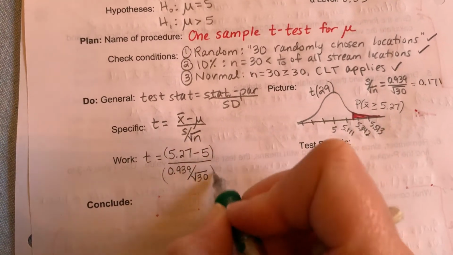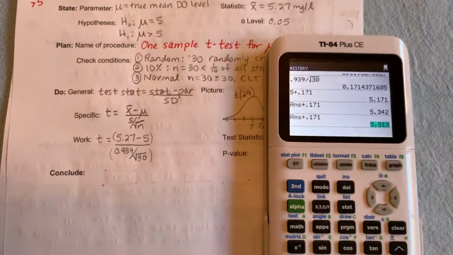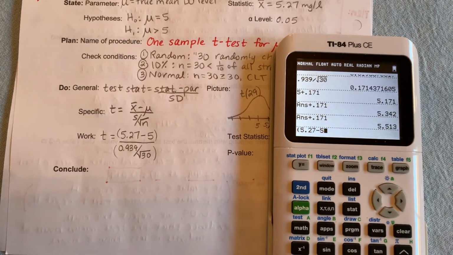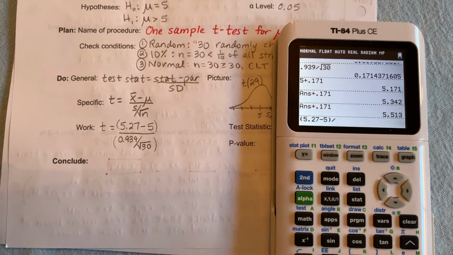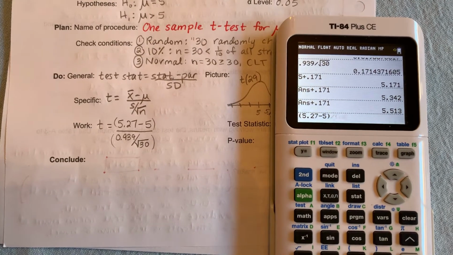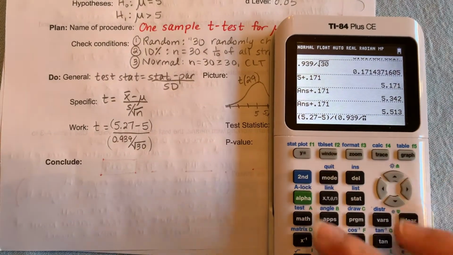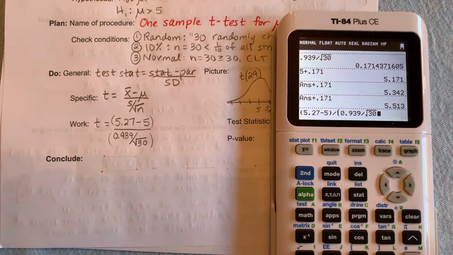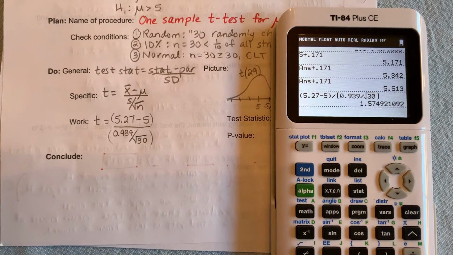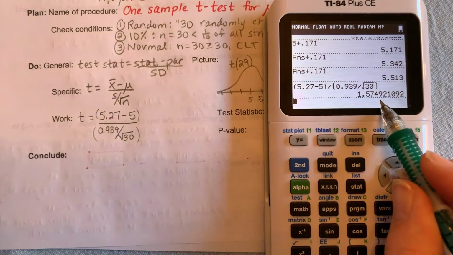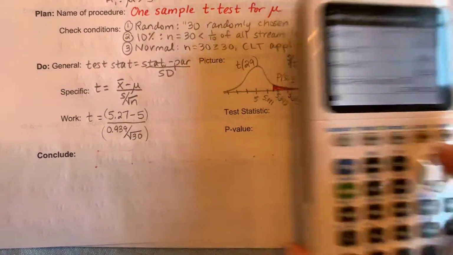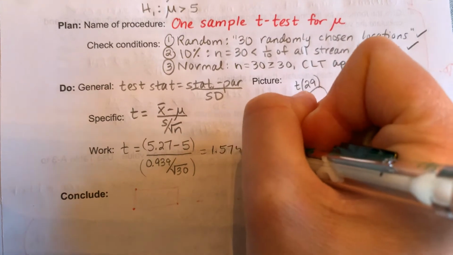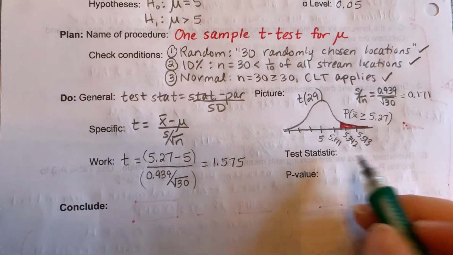I'm putting little parentheses around there to help me remember to do that in my calculator. So I have parentheses 5.27 minus 5 end parentheses, and then divided by new parentheses 0.939 divided by the square root of 30. I have to remember to arrow out from underneath the square root and then end my parentheses. All right, so I'm going to round to 3 decimal places. Again, I get 1.575, it looks like. So this gives me 1.575.